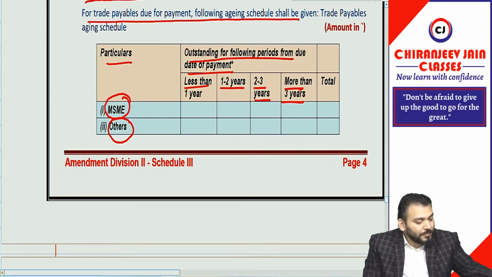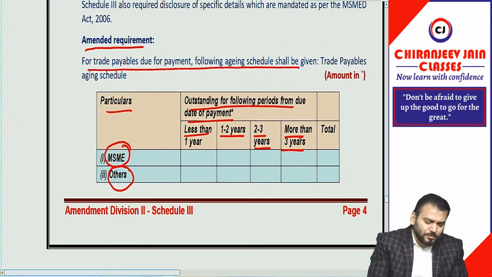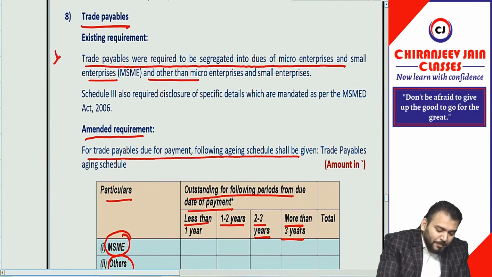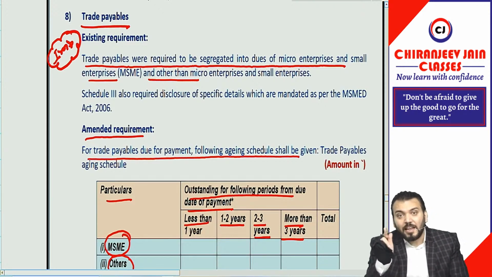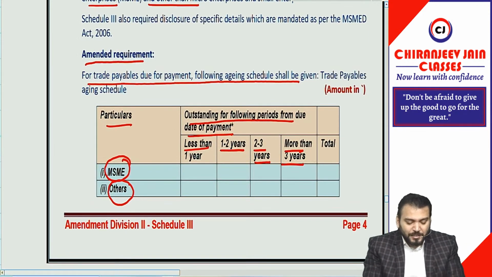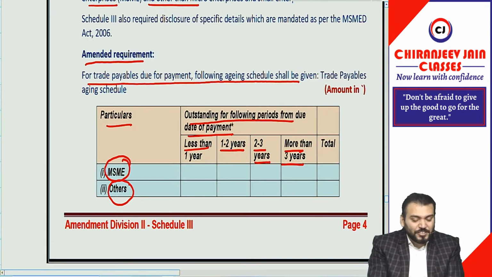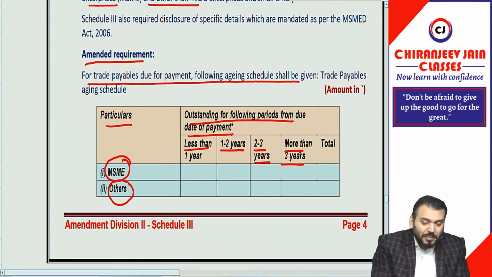Got it? Have you understood? So this is also important from the examination point of view. They may give this type of information which requires disclosure in that chapter, analysis of financial statements. This might be important because this is one amendment, and they may ask this type of disclosure. So what is the amendment?